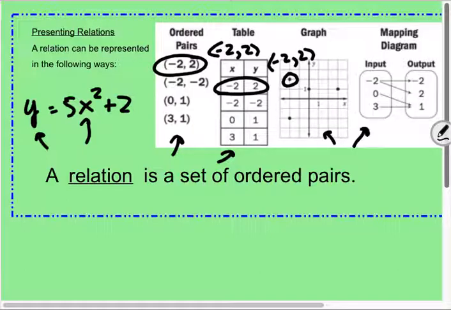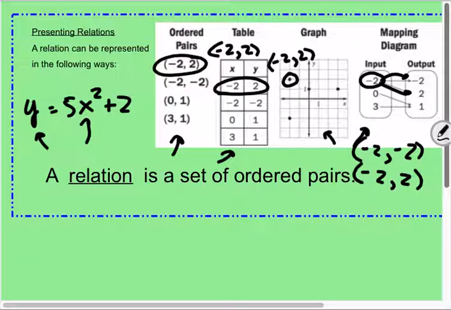Also a mapping. A mapping is this: you take an x value like negative 2. It maps onto negative 2, so negative 2, negative 2. And then negative 2 also maps onto 2, so that's negative 2, positive 2. So you could generate ordered pairs like 0, 1, and then 3, 1. All of these are ordered pairs. They all represent different ways of representing a relation. Okay?